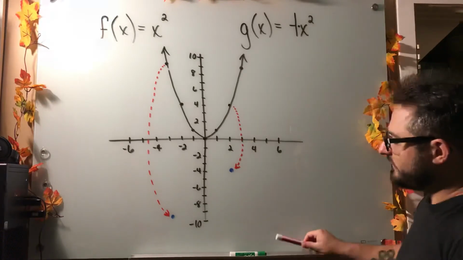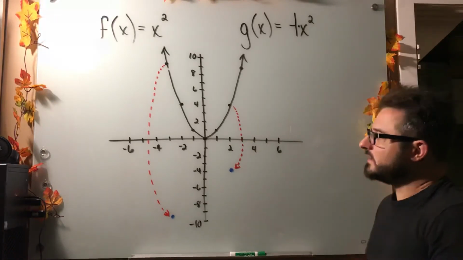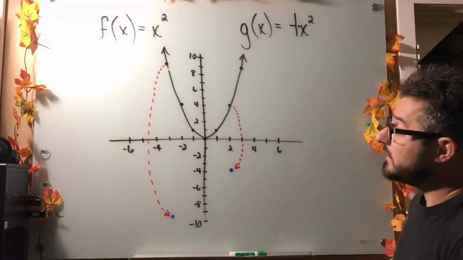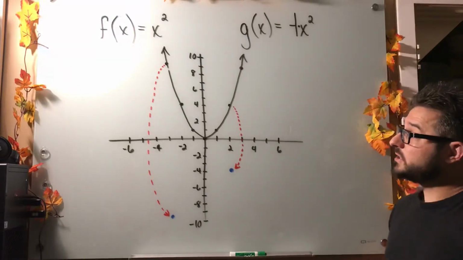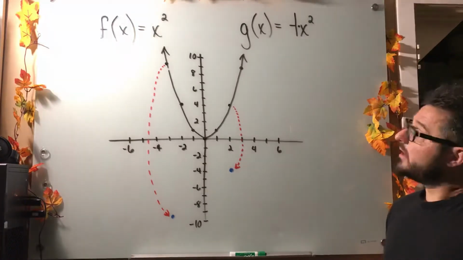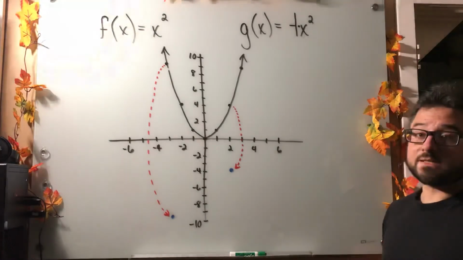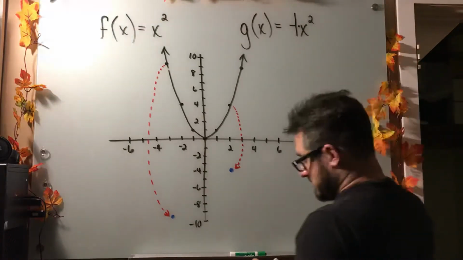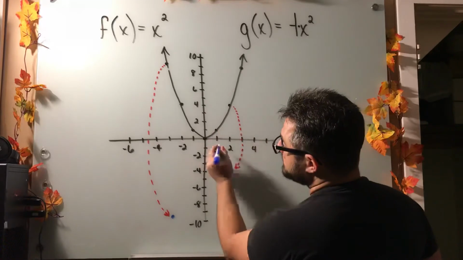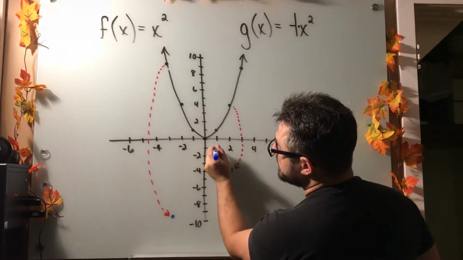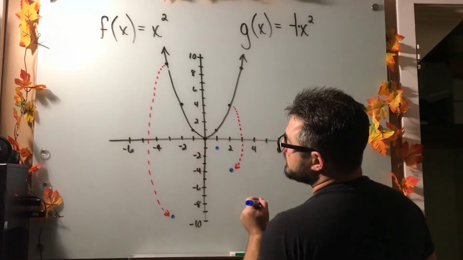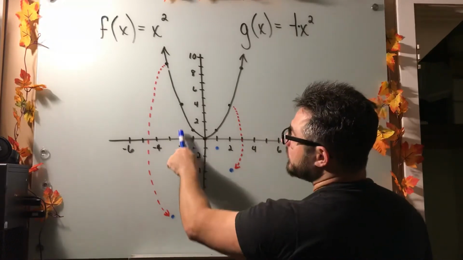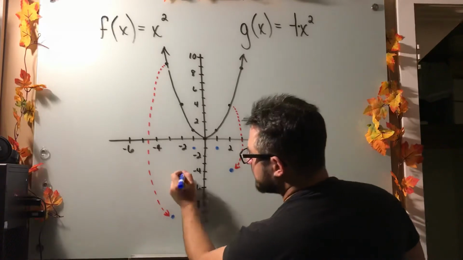So this is different from the change in position that we had in a shift. This is a change in orientation. The relative distances are all the same, they just happen in the other direction. So instead of 1 space above the x-axis, we would be 1 space below it. Instead of 4 spaces above, we would now be 4 below.